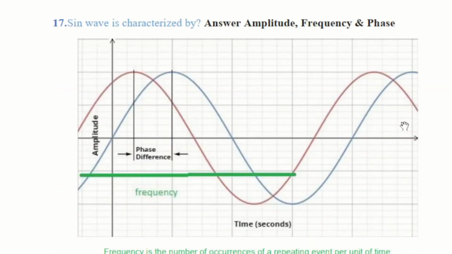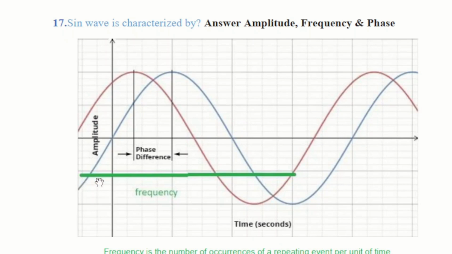Question number 17 is asking what a sine wave is characterized by. So the answer is amplitude, frequency and phase. How? A sine wave is basically an analog wave. You can see here are two different sine waves that have different phase starting and origin points. The amplitude is the peak value of the sine wave. That is the main characteristic.